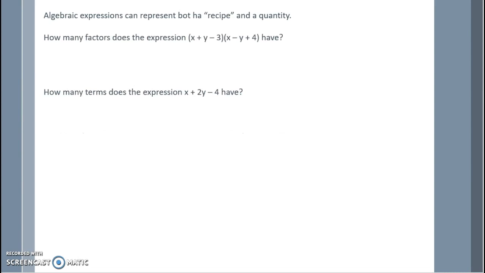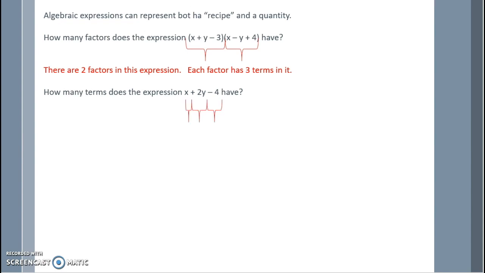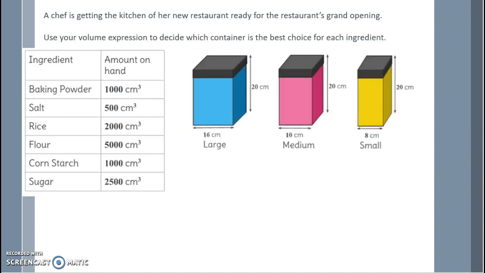How many factors does the expression (x plus y minus 3) times (x minus y plus 4) have? Well, there's actually 2 pieces being multiplied here, so there are 2 factors in this expression. Each factor, though, has 3 terms in it. How many terms does the expression x plus 2y minus 4 have? Here, I have 3 pieces being added or subtracted, so there are 3 terms in the expression.